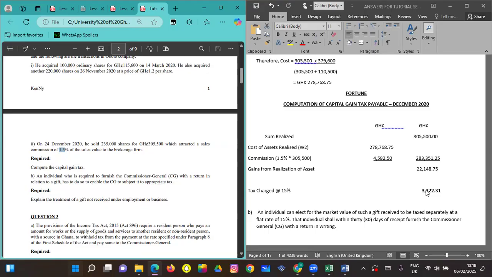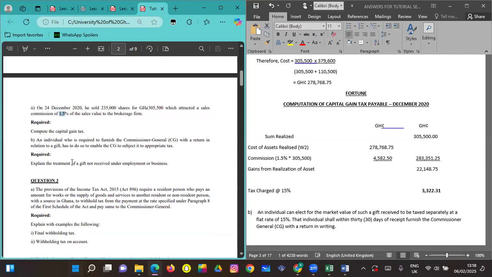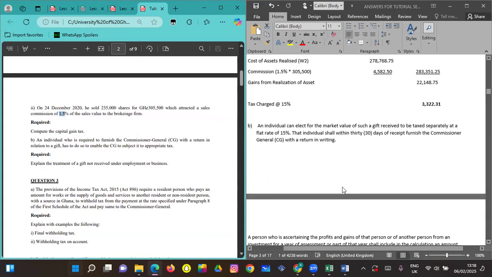Our capital gains tax payable. There it is here. All right, so let's move to B. An individual who is required to furnish the Commissioner General with a return in relation to a gift has to do so to enable the Commissioner General to subject it to appropriate tax. So explain the treatment of a gift not received under employment or business.